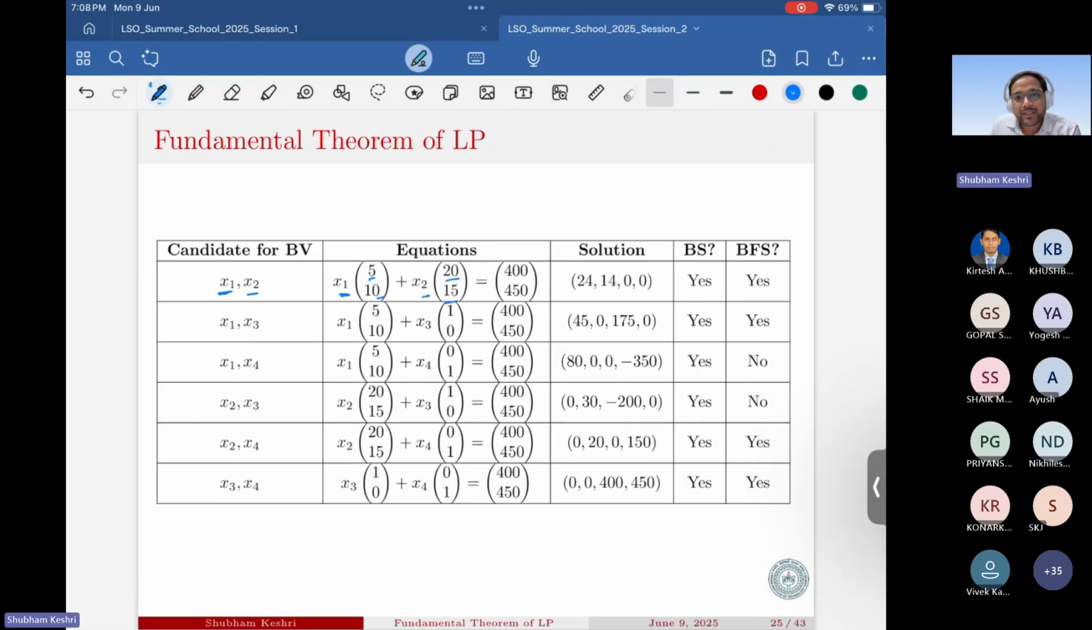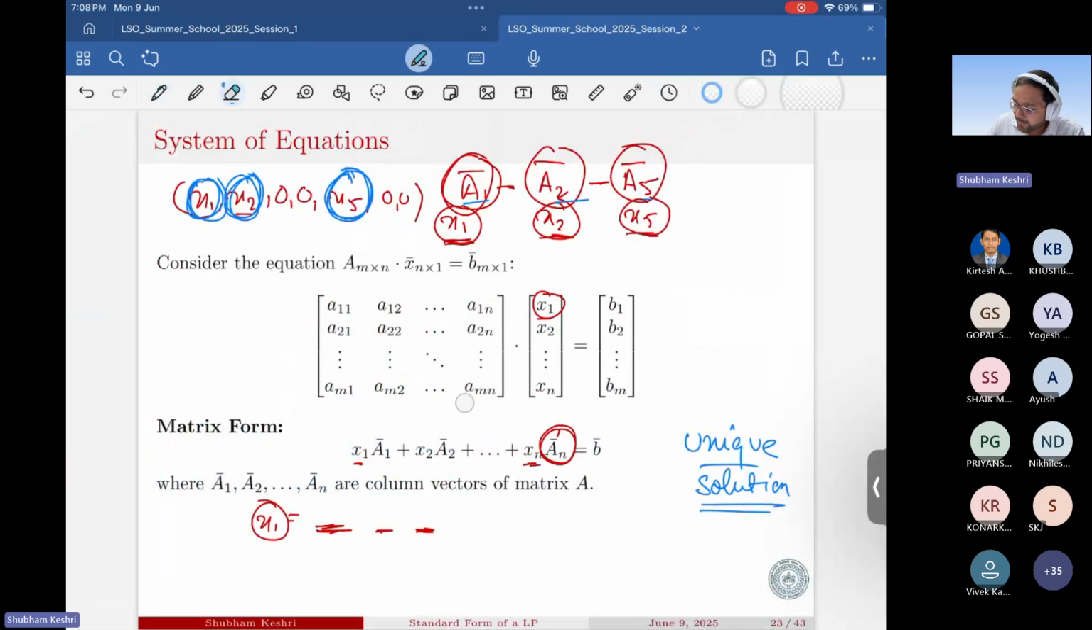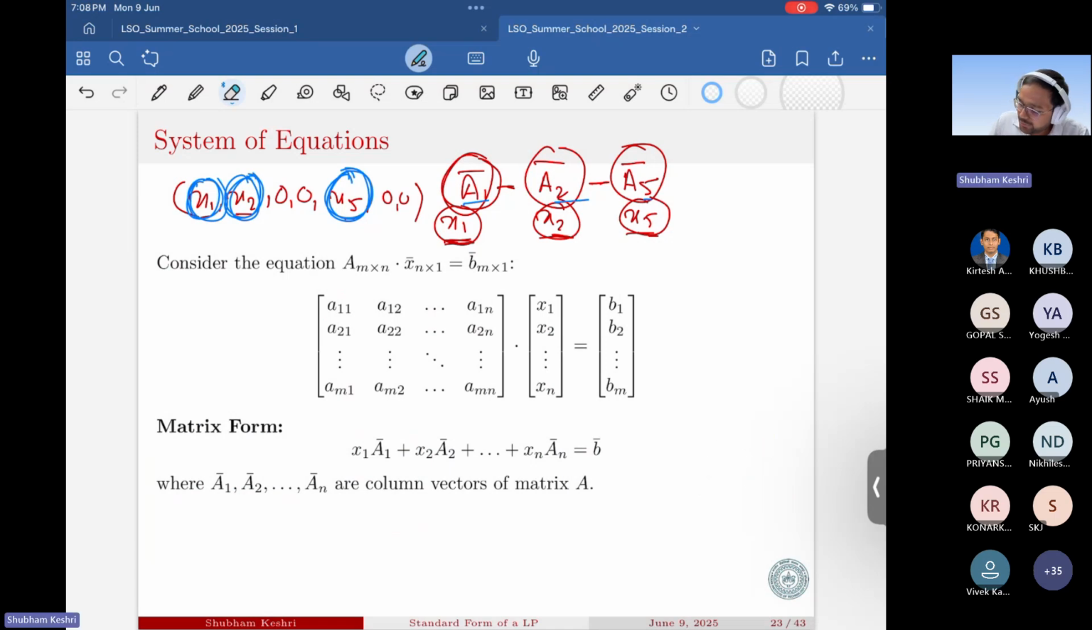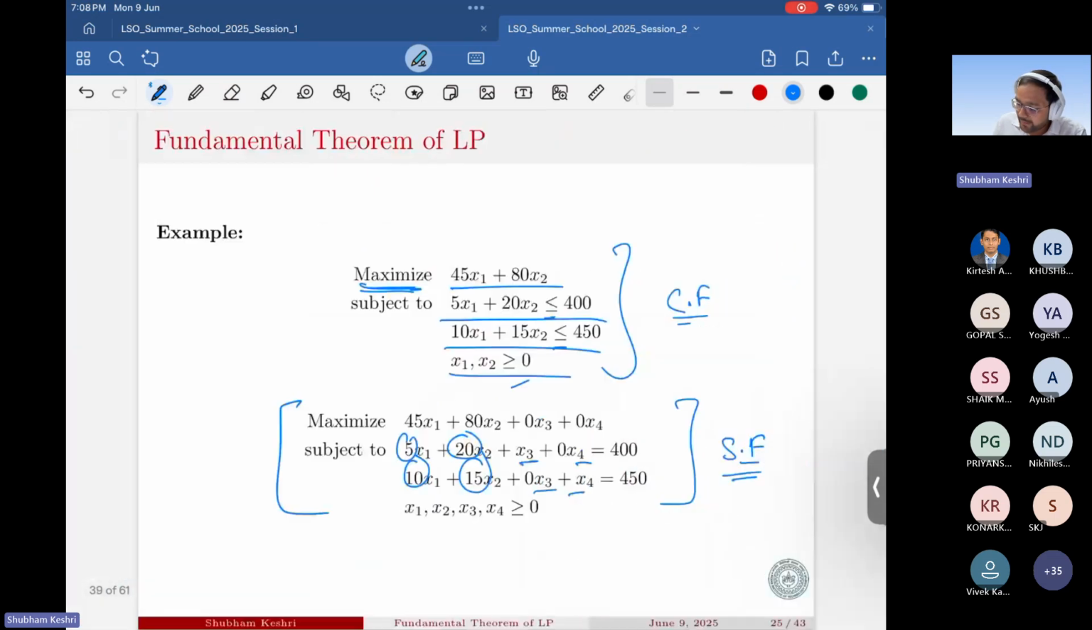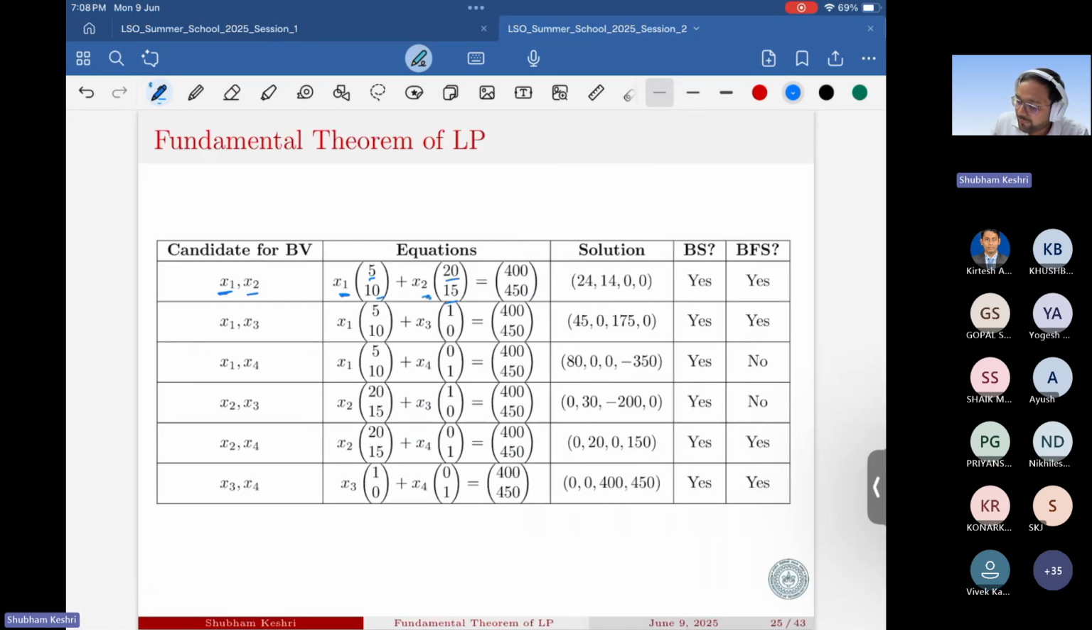Why are we putting those as 0? You see, if you come back, we said take the non-zero variables, take their columns. It means other variables are taking 0 value. Therefore, in these two equations, I am setting x3 and x4 as 0, and we are solving for x1 and x2. When you solve, you get this solution.